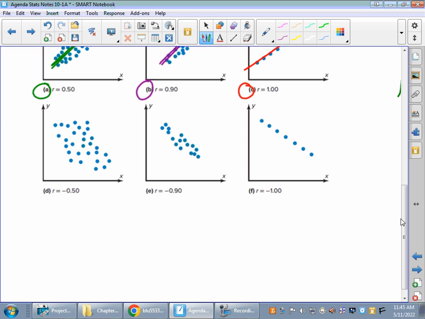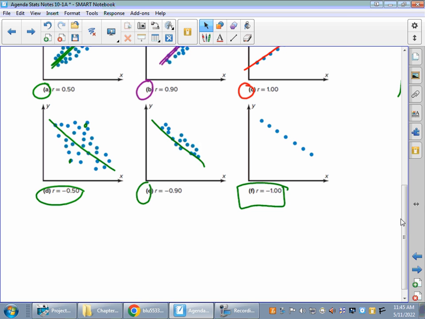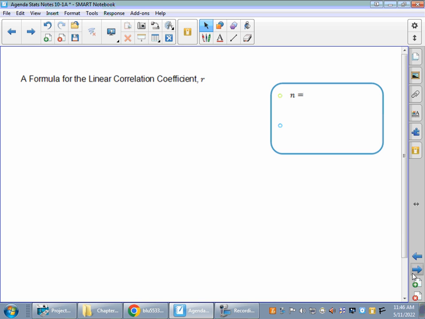So here's a -0.5. We can see some potential, but look at how scattered these dots are. So pretty weak, but it would be a weak negative. This 0.9 negative is a lot stronger, and then of course our perfect -1.00. That's as low as it can go, and that's as strong a negative correlation as you can find. All right, so we've got ourselves our R value for our samples. Rho would come from our population.